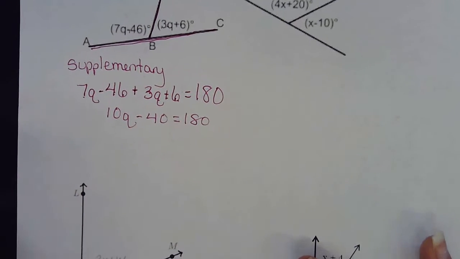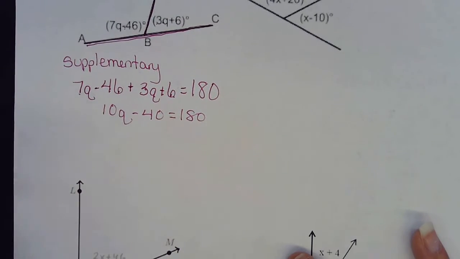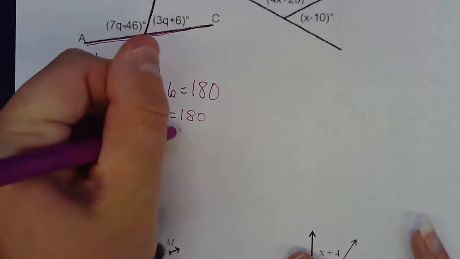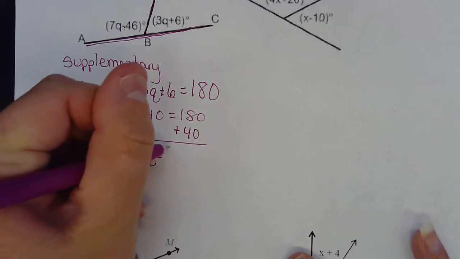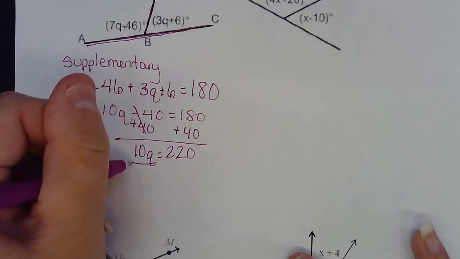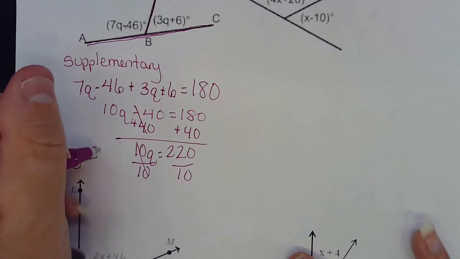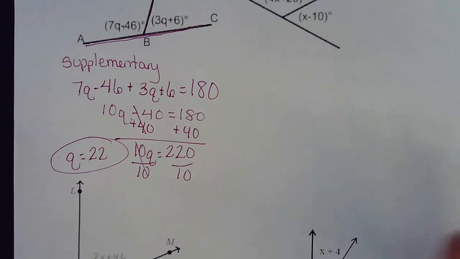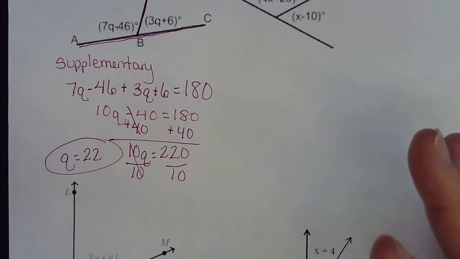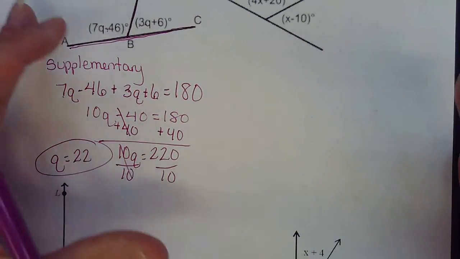So remember, when you combine like terms, you use the signs that they have. Now, when you move things to the other side of the equal sign, that's when you do the opposite operation. So then I'm going to add 40. 10q equals 220. And then divide by 10. q equals 22. And that's it, unless it tells you to find the angle measures, which it doesn't. So I just want you to solve for x.